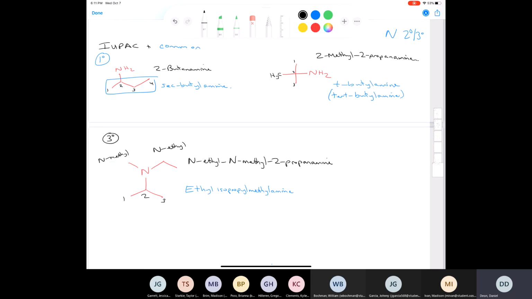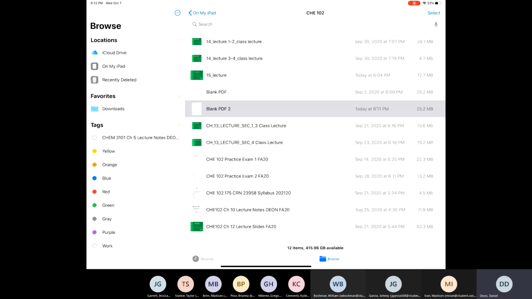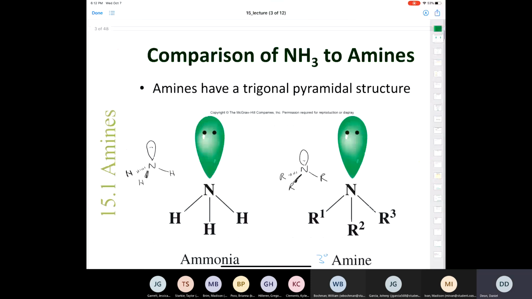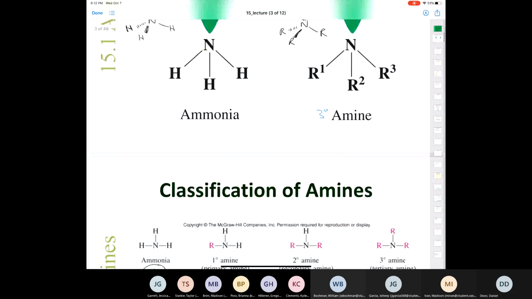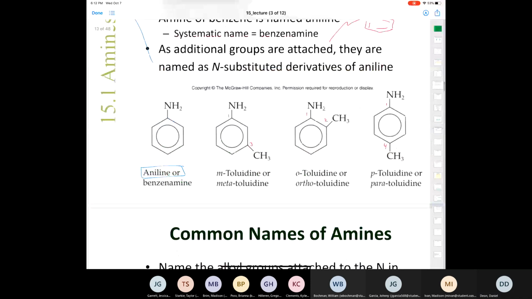All right, so remember, the only time we use those N prefixes is when we have a secondary amine or a tertiary amine. With primary amines, we don't have to worry about those prefixes whatsoever. They don't even come up in the conversation. All right, well, let's get back to where we were. Find my slides.